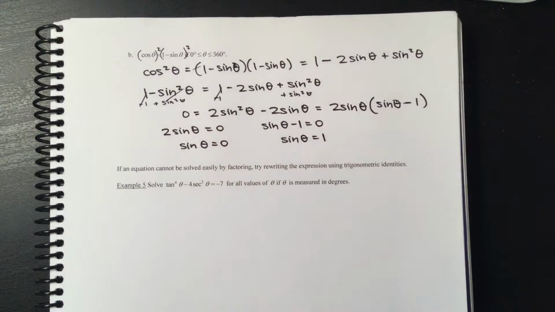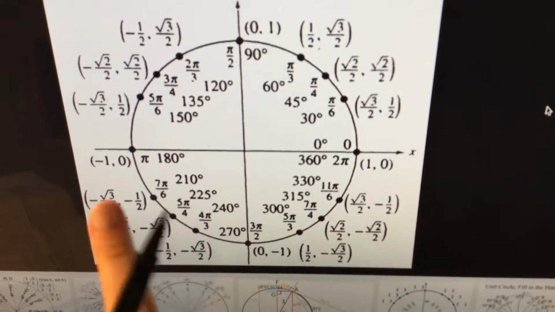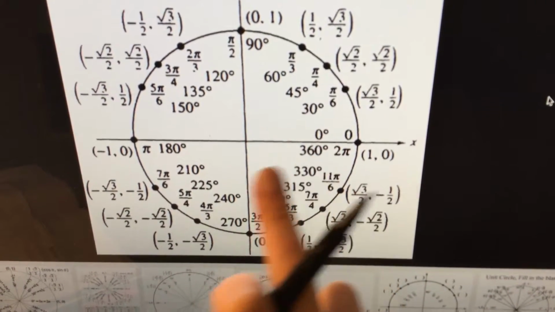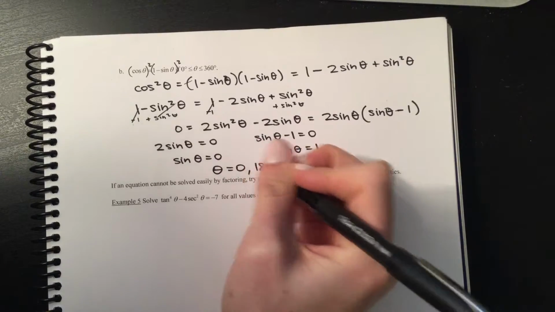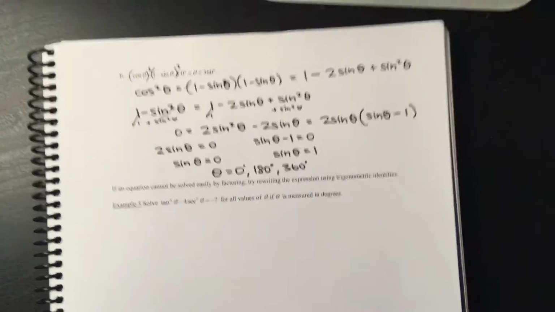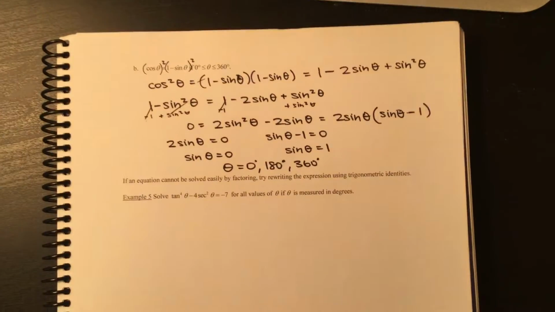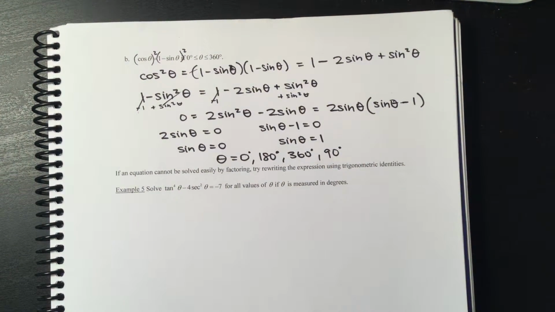Okay, so 0 to 360, that means we want our answers given in terms of degrees this time. So take a look. If we want sine to be equal to 0, that's going to happen right here and also right here. So 0, 360, and 180. That's my first part. And then I also want sine to be equal to 1. So that would happen right here up at the top, 90. So lots of answers for that one.